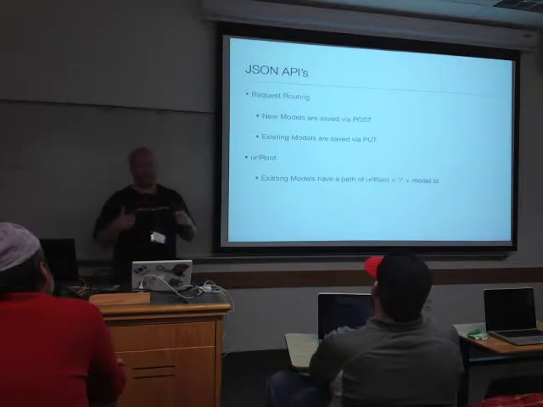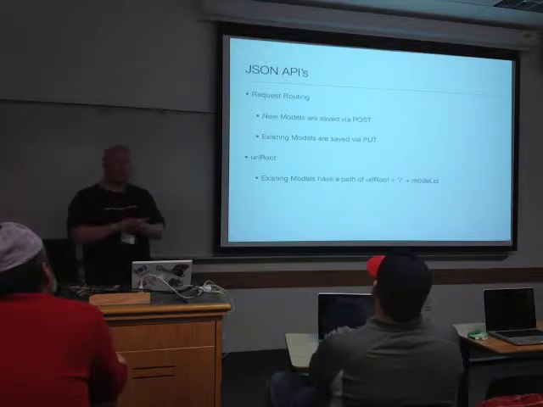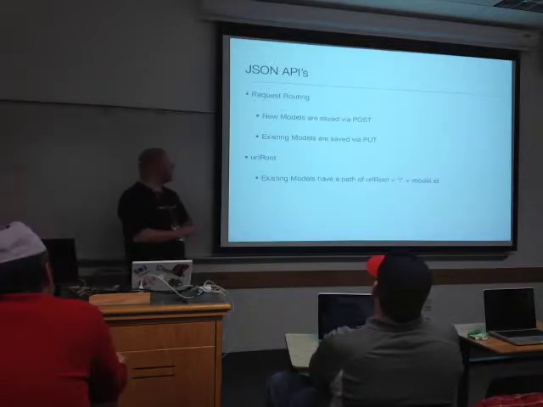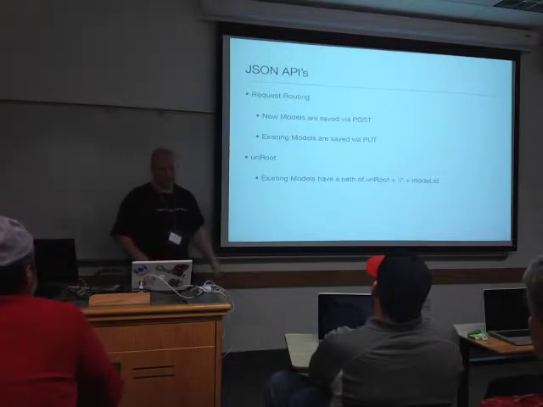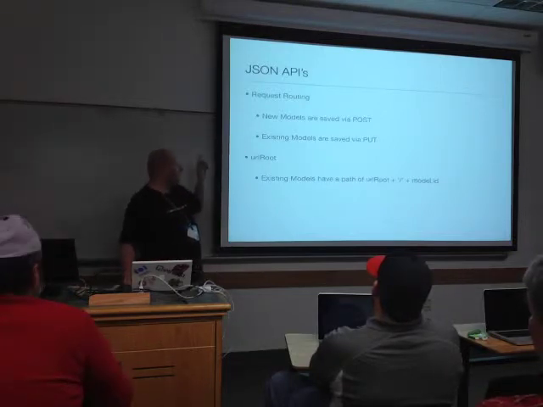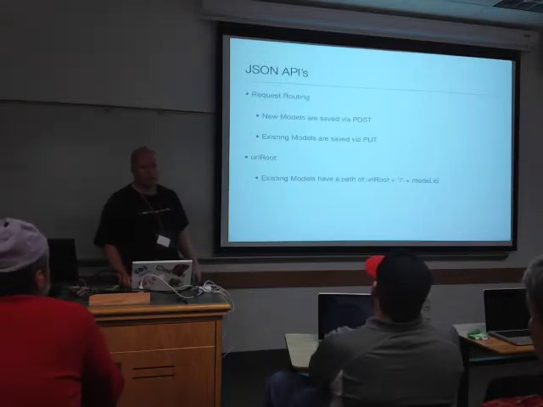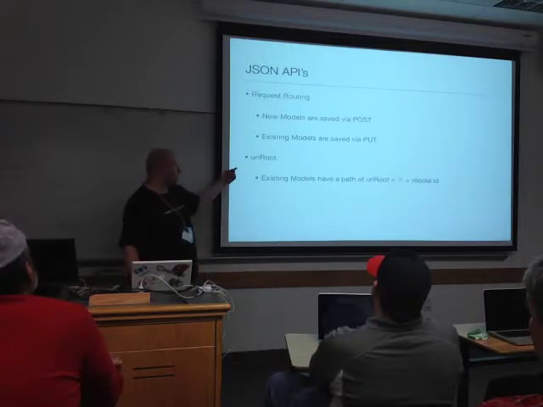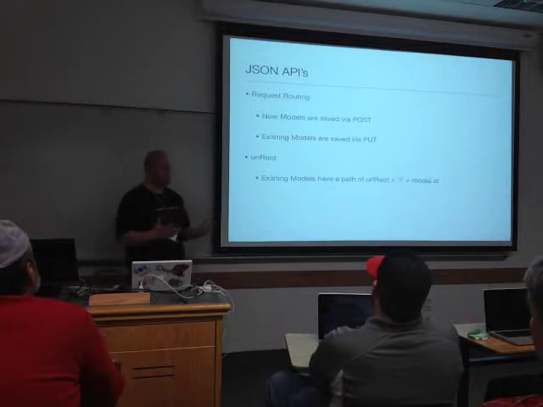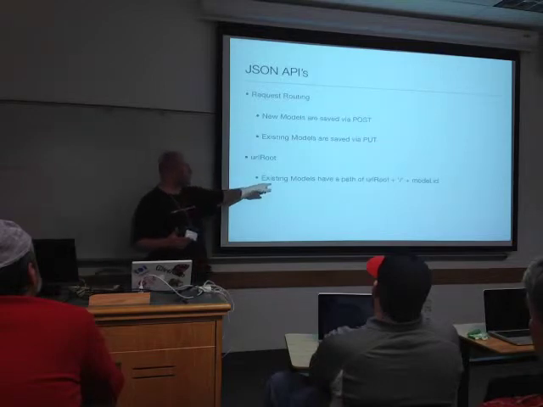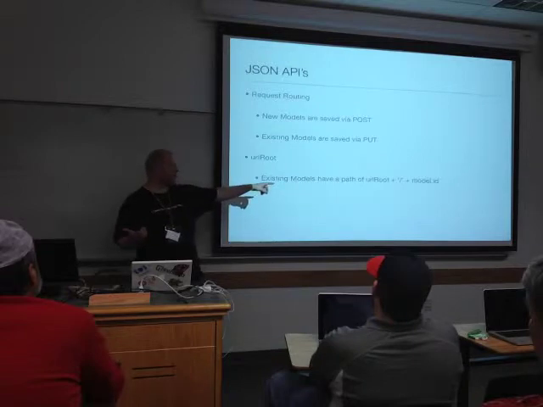So if you're going to make a request, let's say you create a new model in Backbone, and you want to persist it to your server. If you're doing that, you do it through a post. And if it's an existing model, then what you do is you do it through a put, an HTTP put. The URL route is what tells it where to go. So if it's a new model, or if you're getting a collection or things like that, then usually it's just /URL root, and that's it. But if it's an existing model, then it'll tack the model ID on the end.